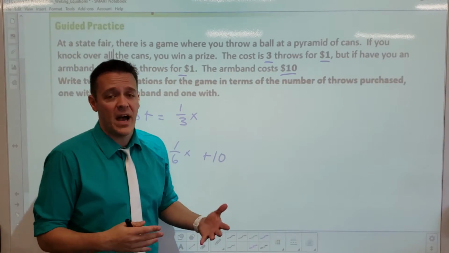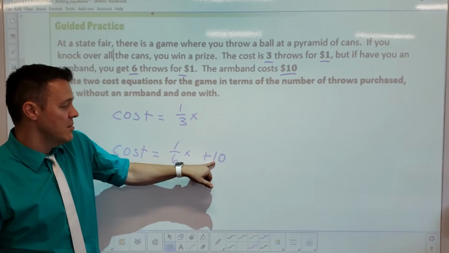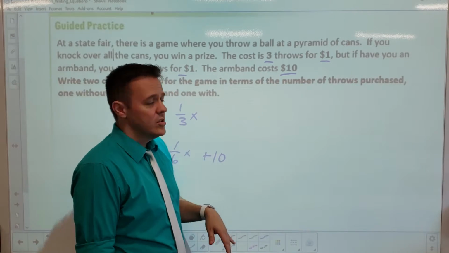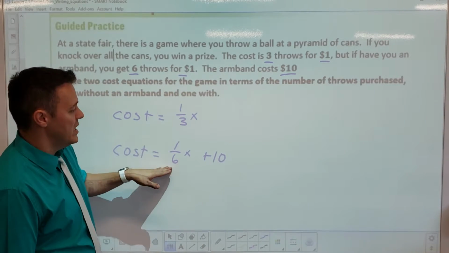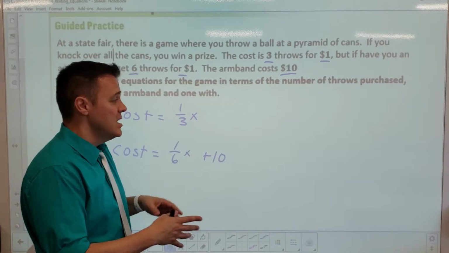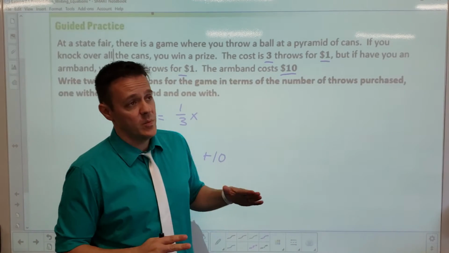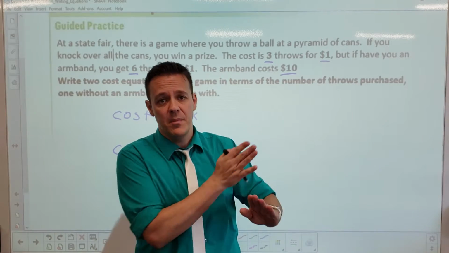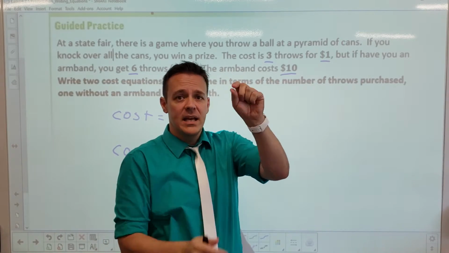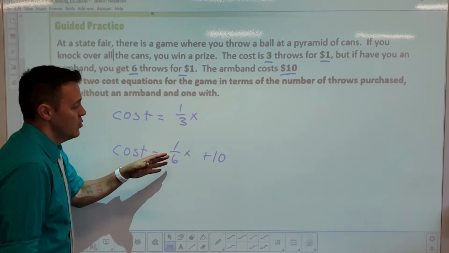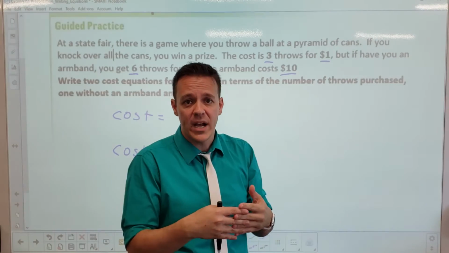If you're going to spend like $5, do you need to get the armband? No, you shouldn't, okay? But if you're going to spend like 30 or 40 bucks, then that is when you would want to get this armband, because what happens when we graph them, you'll have 2 lines that come up and eventually they'll intersect. And at that intersection of X would be when your values are actually better.